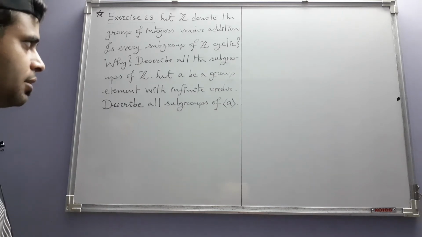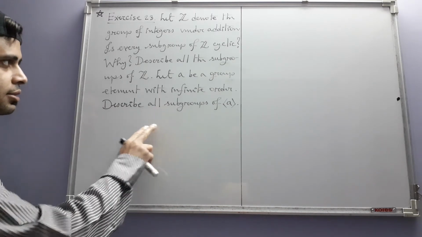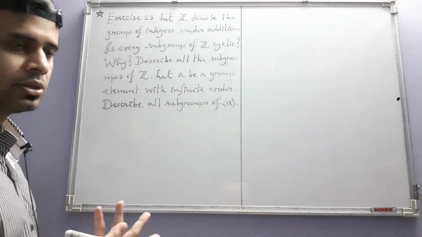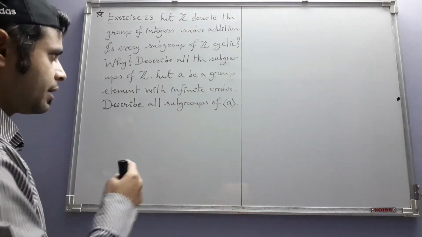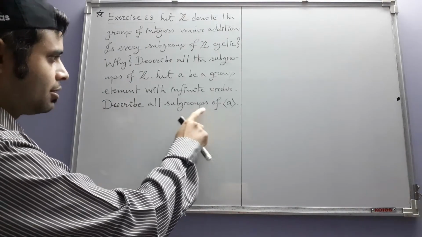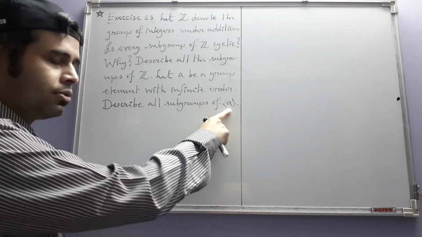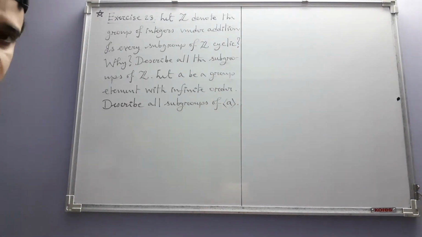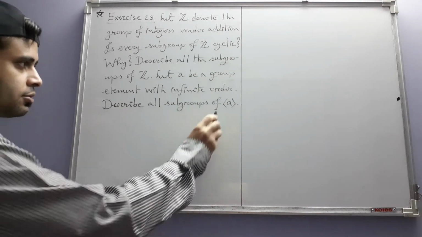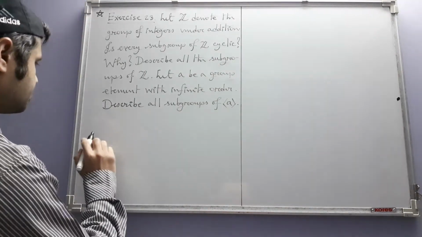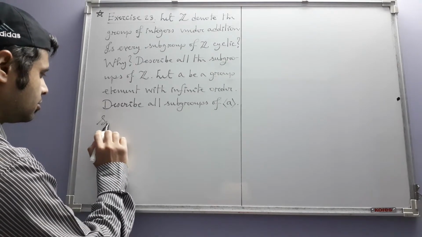So that is the first part, and then in the second part, any element A in some group is given which has infinite order. We have to describe all the subgroups of the cyclic group generated by A. Because A has infinite order, the cyclic group will itself be infinite. So let's see the solution.